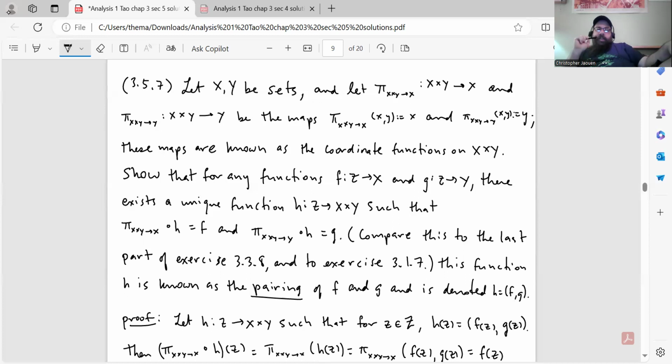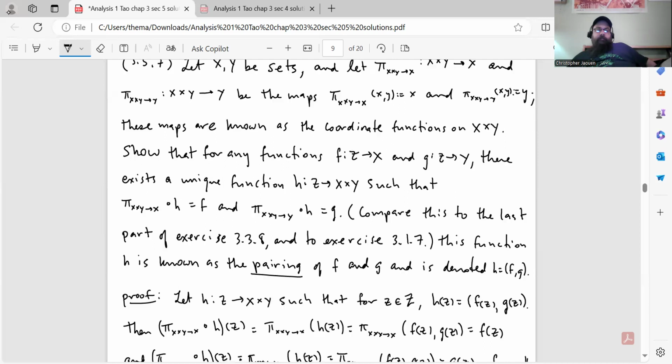Show that for any functions f from Z to X and g from Z to Y, there exists a unique function h from Z to X×Y such that π_{X×Y→X} composed with h is equal to f, and π_{X×Y→Y} composed with h equals g. He says compare this to the last part of exercise 3.3.8 and exercise 3.1.7. I didn't really say anything about that, but you should look back and see the similarities. This function h is known as the pairing of f and g and is denoted h equals (f, g).